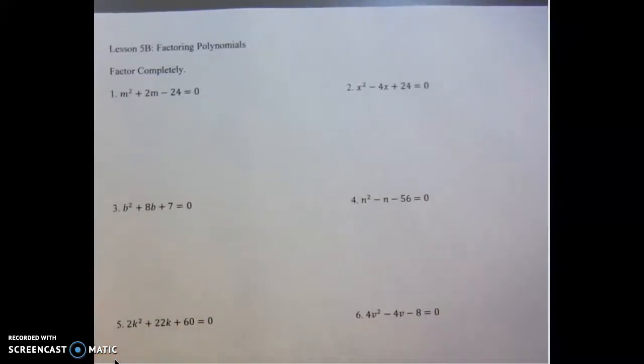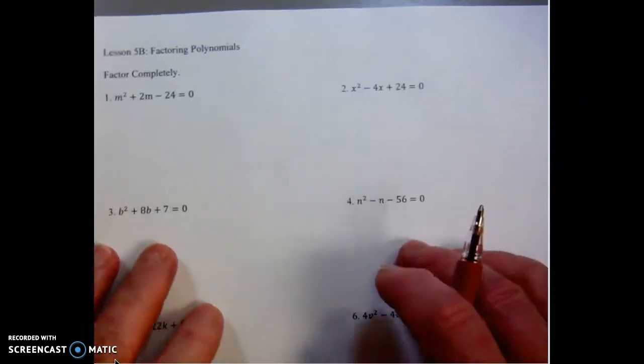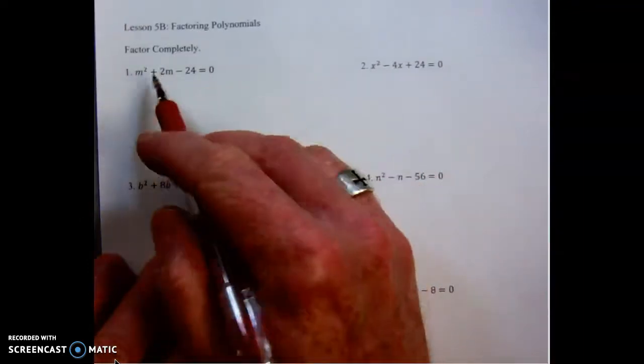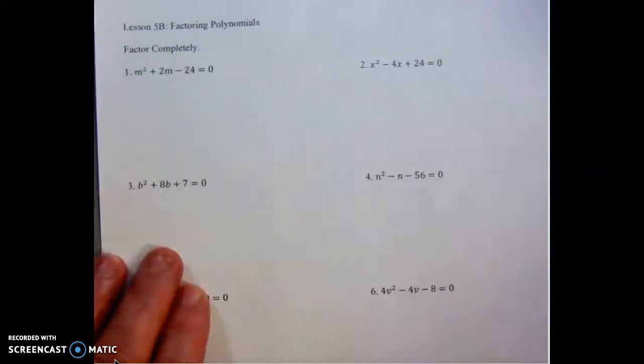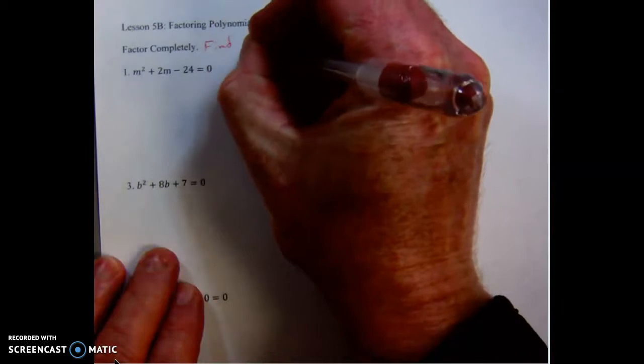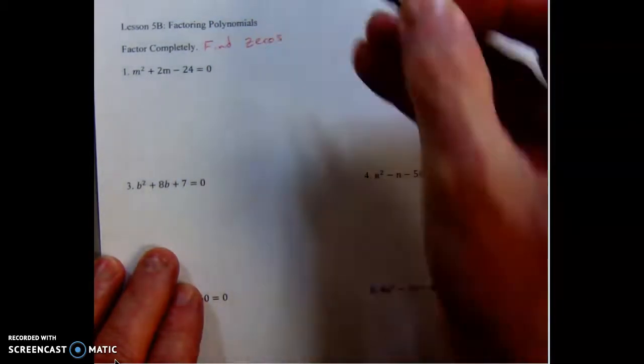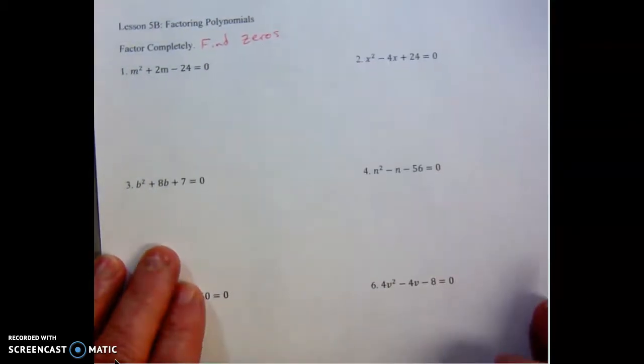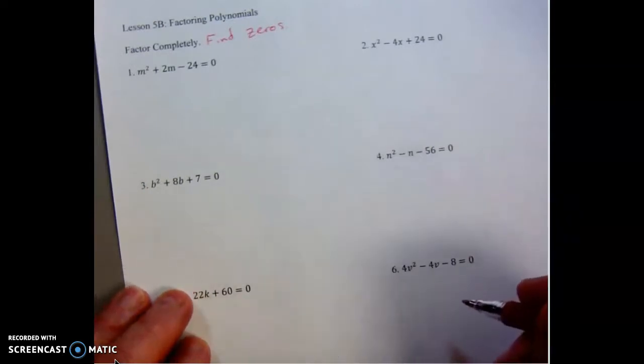All right, today we're going to work on Unit 2, Lesson 5, Part B. We have to be sure we can factor before we can move forward. So this is a quick review of factoring. It says to factor completely, and then we're going to find the zeros of the polynomial.